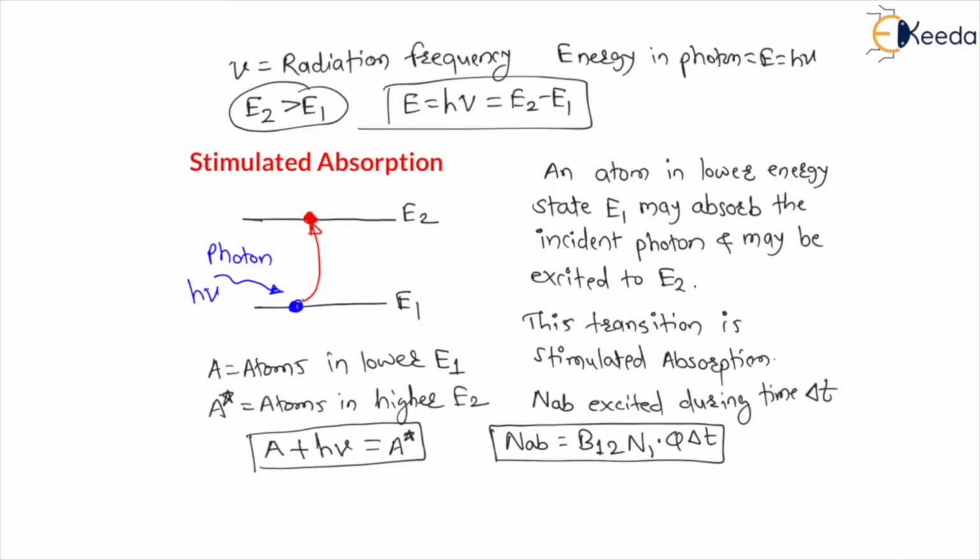My dear students, this B12 is nothing but the probability of absorption. N1 is the number of atoms in state E1. B12 is the probability of absorption. Then Q is the energy density of the incident beam, right? And then my dear students, delta t is a small time interval. Therefore, this is how the equation can be written.